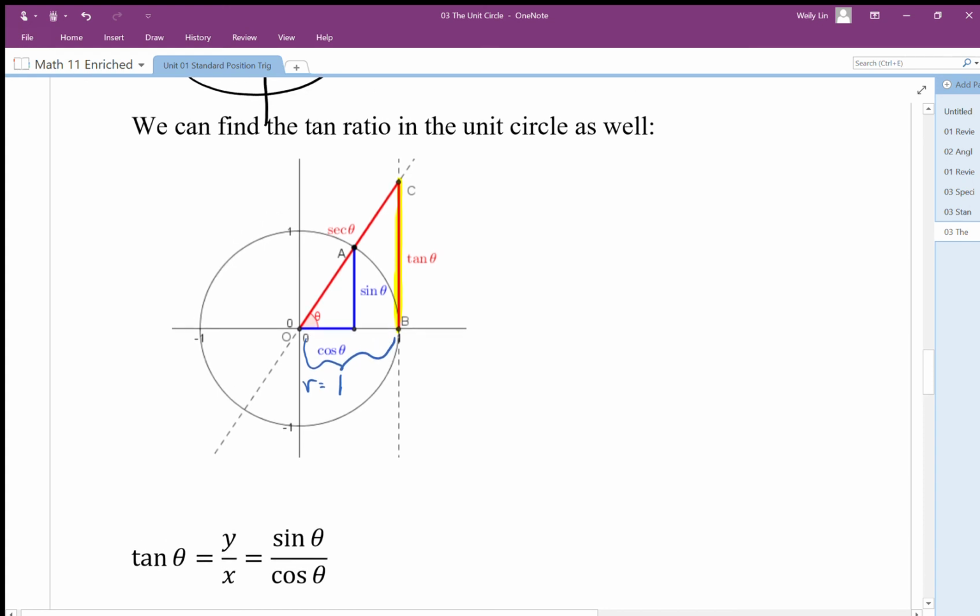We'll talk about that a little bit more later, but this is the tan ratio. This highlighted vertical line here is the tan ratio as a length.